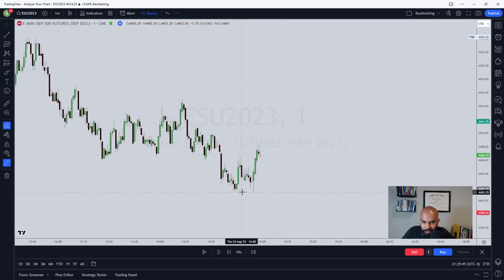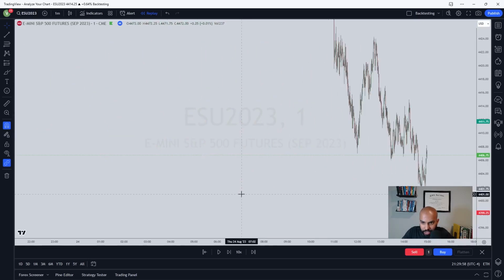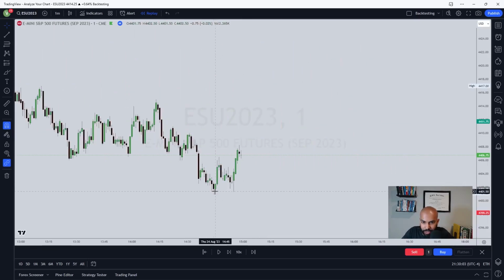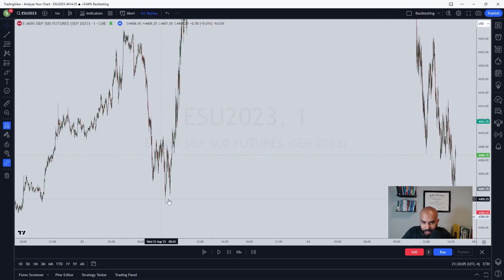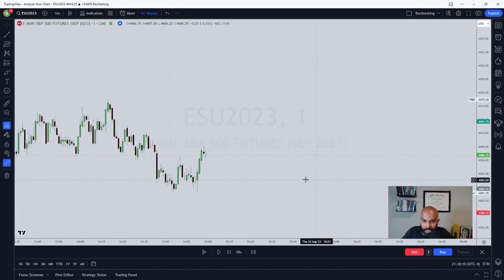Right here, relative equal lows, so right here it does create a market structure shift, comes down. This may be a good long actually, but it did not take out liquidity. Yeah, it created a relative equal low, so this right here is not the same as right here. If it took this out, that'd be good, but it did not, so this would be a bad entry.